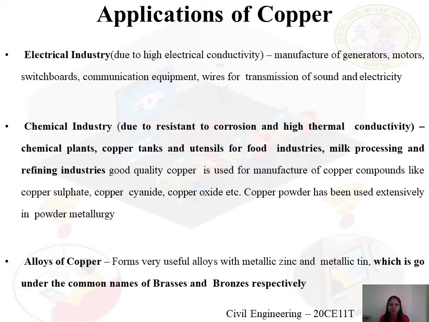Inside the wires we can see the copper wires for the transmission of sound and electricity. These are all the applications in the electrical industry. In the chemical industry, as you know, copper is highly resistant to corrosion, and it is a good conductor of heat. Therefore, copper is used for making copper dyes, utensils for food industries, milk processing, and refining industries.